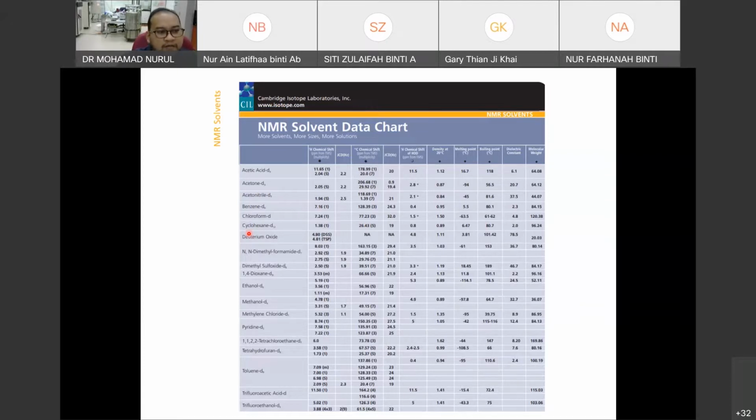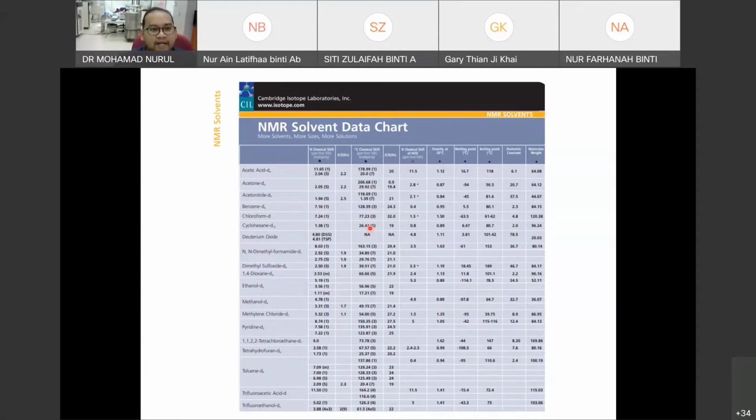For example, in my group, we are using deuterated chloroform, CDCl3. So the reference peak is around 7.24, in proton NMR it is a singlet. If we run the carbon NMR, they will show around 77.23 as the reference peak. You will see a triplet, three peaks.